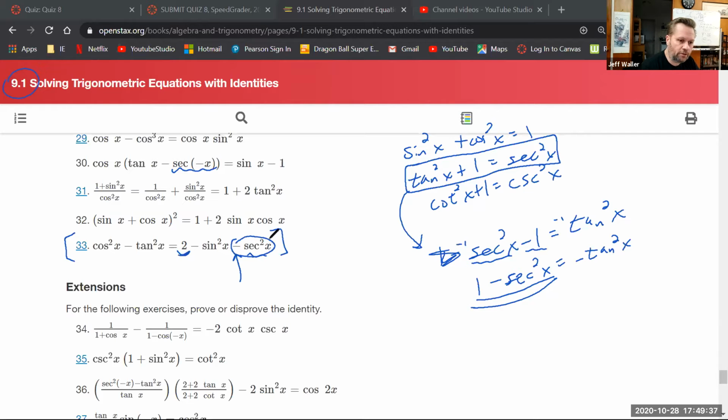And I've got a 2 here. So do I have a 1? Yeah, I got a 2. So if I rewrite this like 1 plus 1 minus sine squared x minus secant squared x, well, what's 1 minus secant squared x? Negative tangent squared. And what's 1 minus sine squared x?